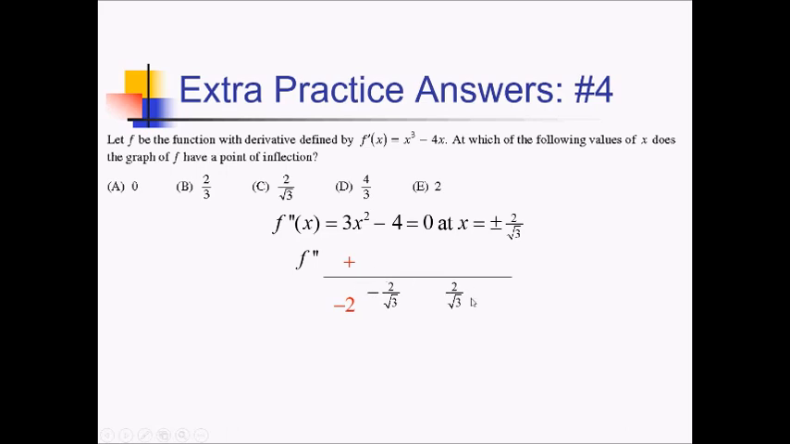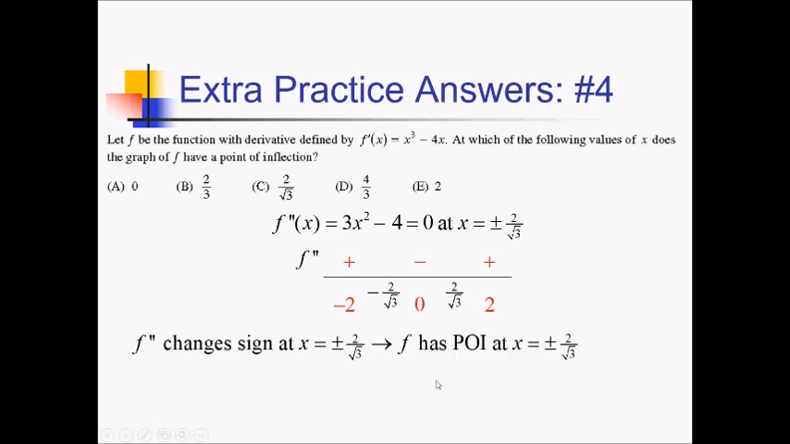Between these critical values, we can test out 0. That's going to be 0 minus 4, which is a negative. And 2 is bigger than 2 over root 3. So that's going to be, let's see, 12 minus 4 again, which is positive. So we see that we do have f double prime changing sign at plus or minus 2 over radical 3. Therefore, we have points of inflection at positive and negative 2 over radical 3. So it was definitely choice C.